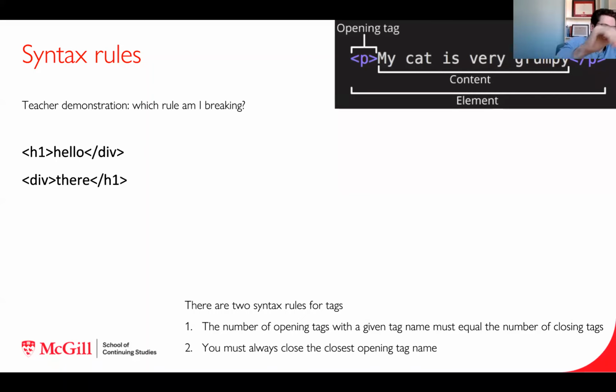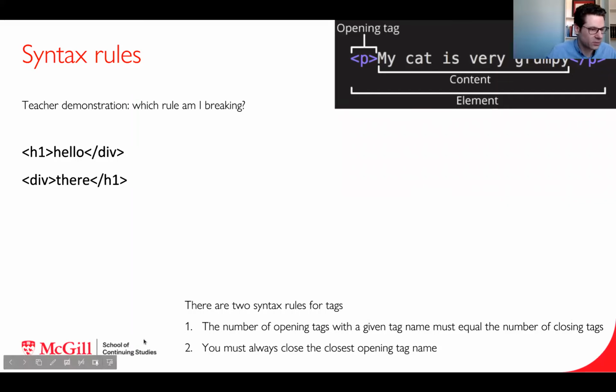Let's look at the next piece of code. I have one H1 opening and one H1 closing. Here's my H1 opening at the top left and the H1 closing at the bottom right. If I look at the divs, I have one div opening and one div closing. So the number of H1 opening is the same as the number of H1 closing. The number of div opening is the same as the number of div closing. Perfect. Rule number one is satisfied.